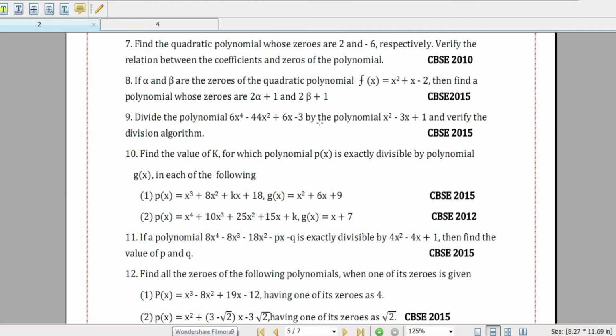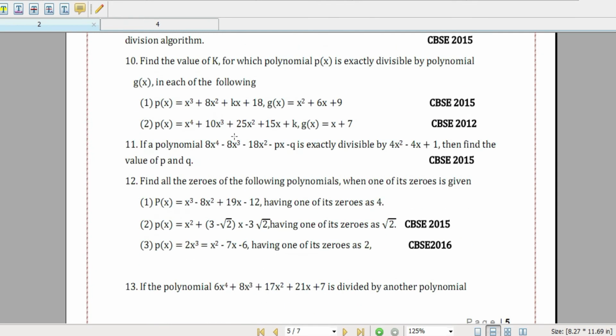Divide the polynomial by another polynomial and verify the division algorithm. This is an important question, but this time I am going to skip this, because this year, you know, the division algorithm or the division theorem is removed from your syllabus for the 2021 exam. So let's not waste time learning that right now. You don't need division algorithm based problems. From previous years' questions, when you are practicing, exclude the questions wherein the division algorithm is used, because this year you are not going to get that question.